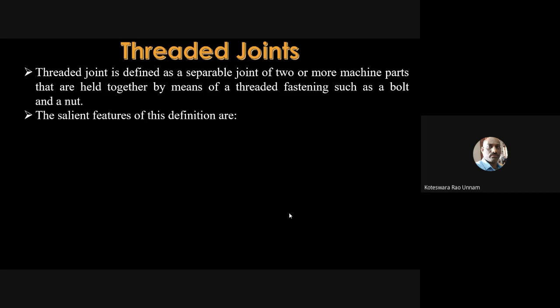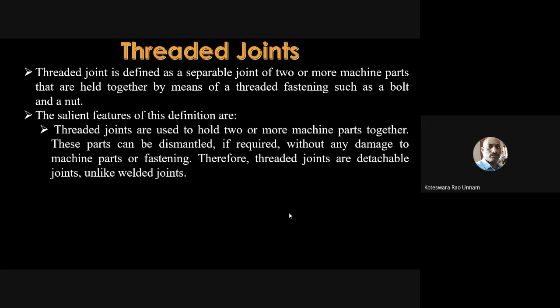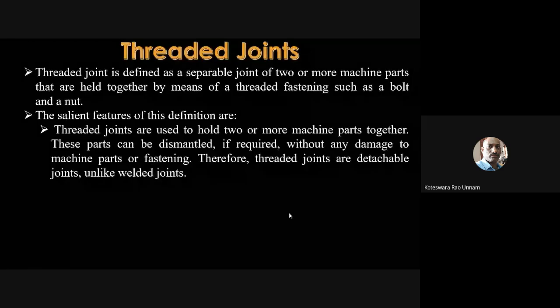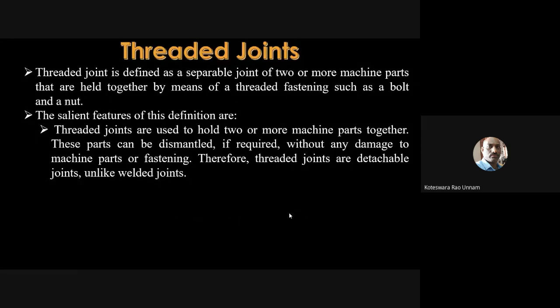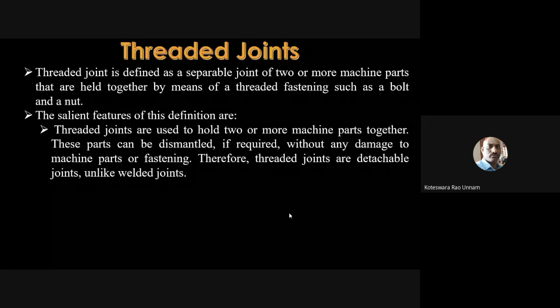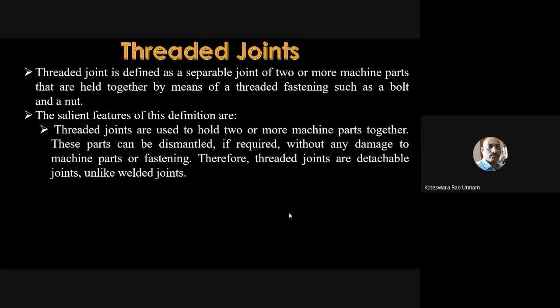Then the salient features of this definition are, if I expand the definition: threaded joints are used to hold two or more machine parts together. These parts can be dismantled if required without any damage to the machine parts or fastening. Therefore, threaded joints are detachable joints unlike welded joints, as I already told in the beginning. Threaded joints can be dismantled without breaking down the connecting components. Therefore, these are also called temporary joints, whereas in case of welded joints, that is not possible.